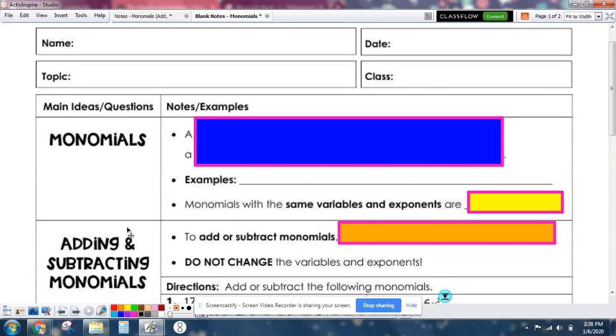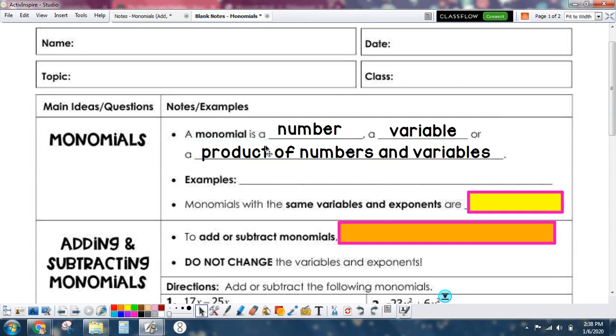Today we're going to get into our unit about polynomials and operations with them. Before we get into polynomials, though, we want to start with monomials. So monomials are either a number, a variable, or a product of numbers and variables.